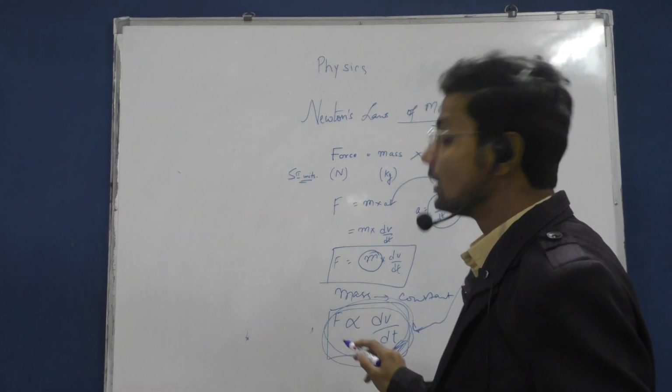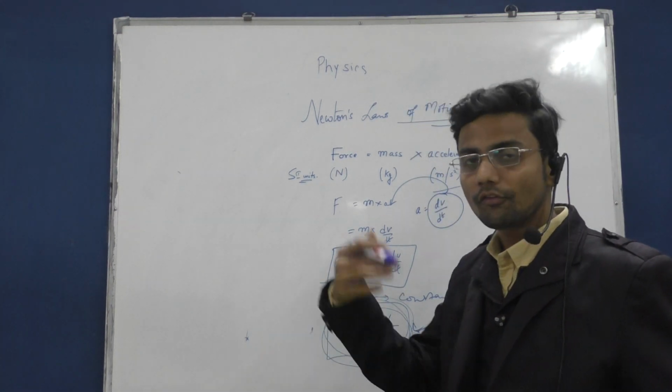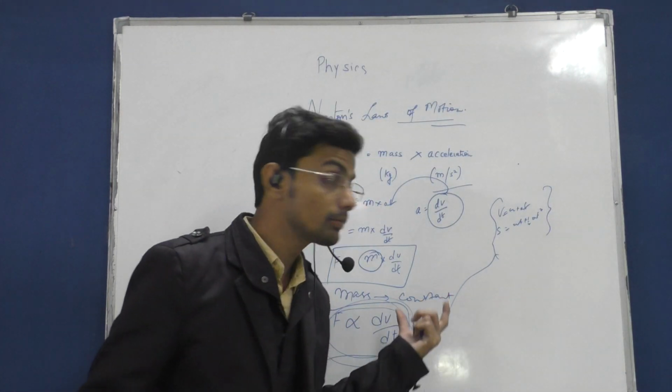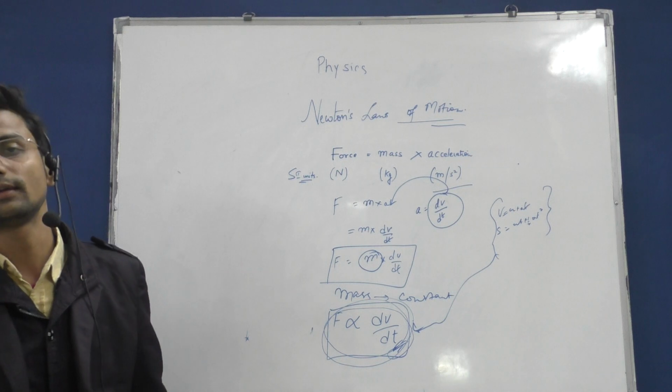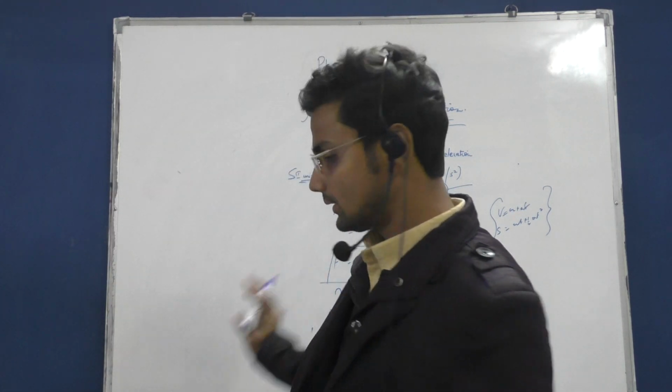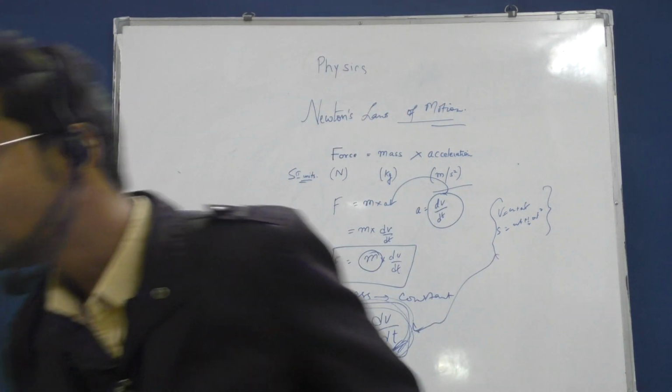Why? Because this is dv by dt in a differential form. We can cross multiply it and we can easily use it in the integral form. Okay, so these are the things which come from Newton's second law.